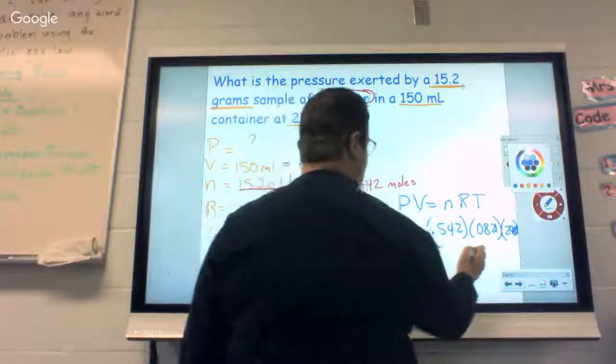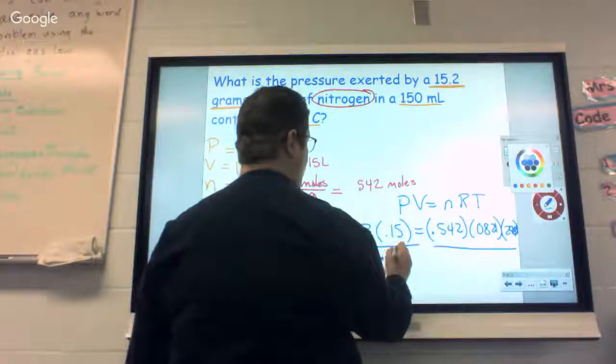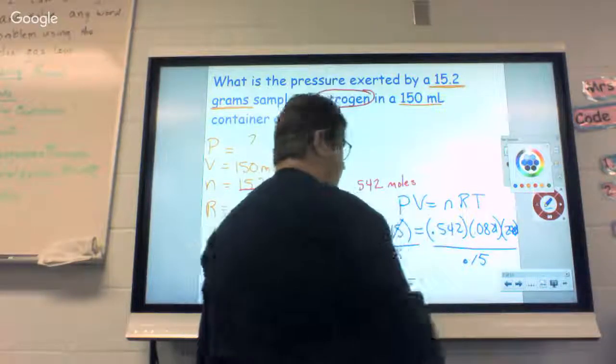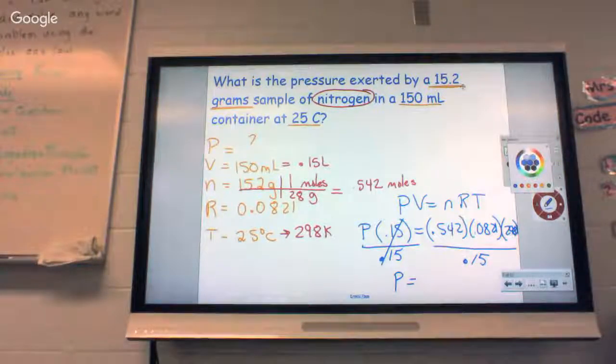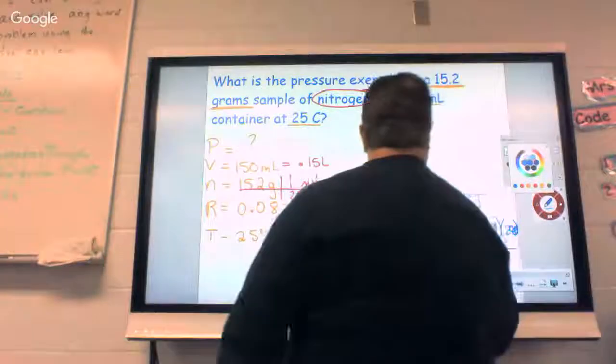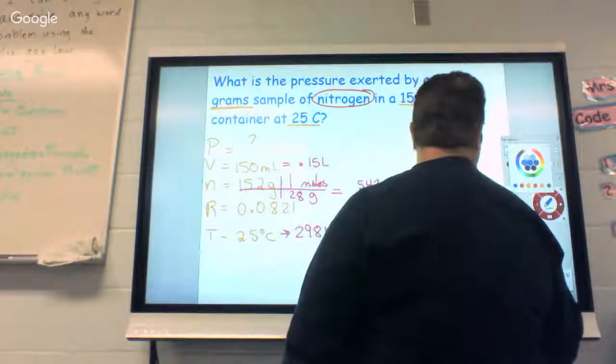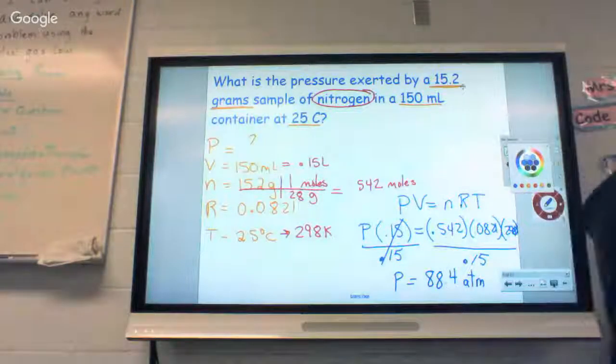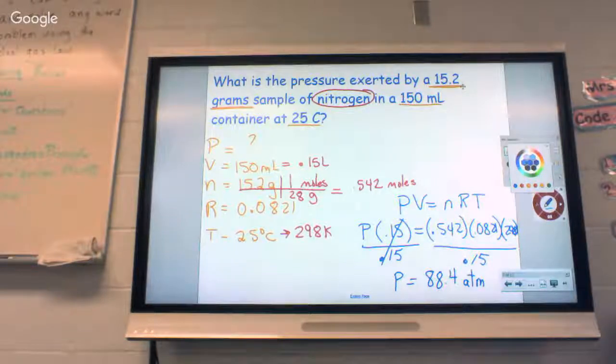So, to get P by itself, I'm dividing by what? 0.15, 0.15. P equals something. So, 0.542 times 0.0821 times 298 divided by 0.15, I get 88.4. So, Eiley says the unit is ATM. Do we agree with her? You should. She has the right answer. Questions about how to do any of that? Do we feel okay about using the formula?